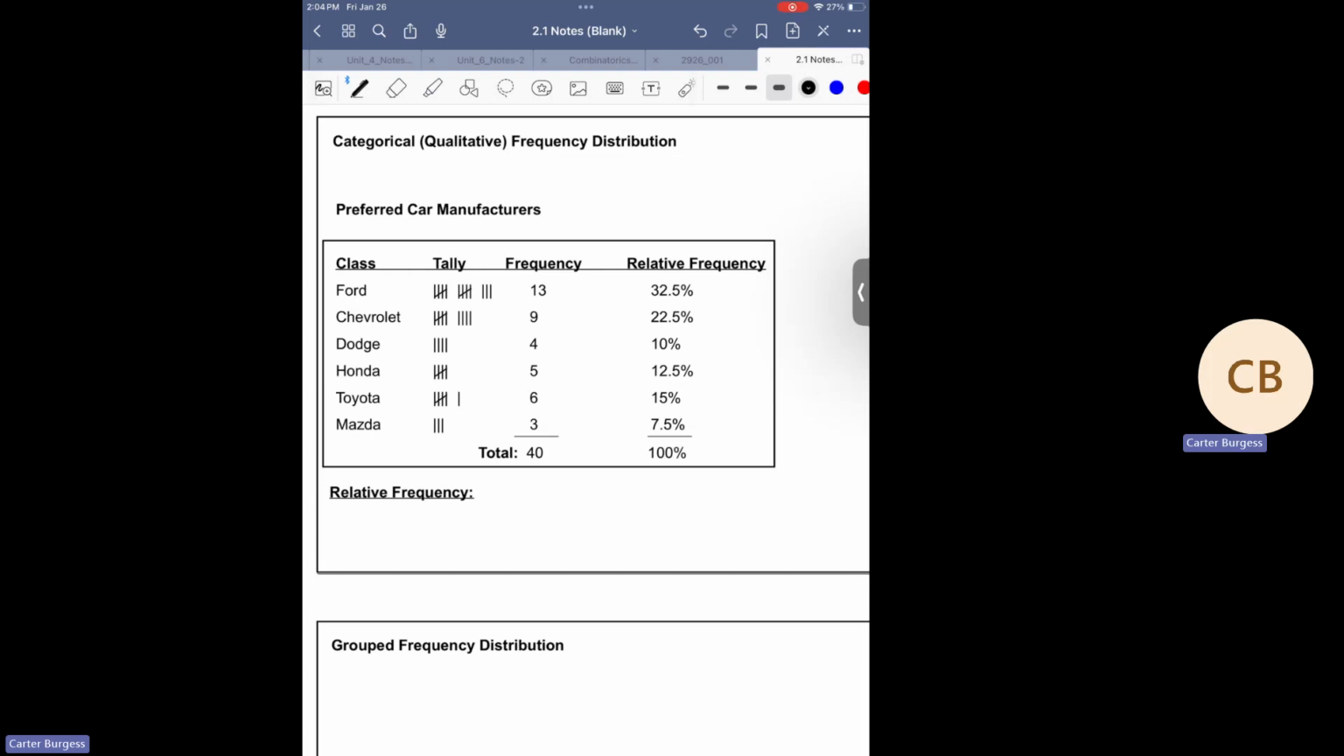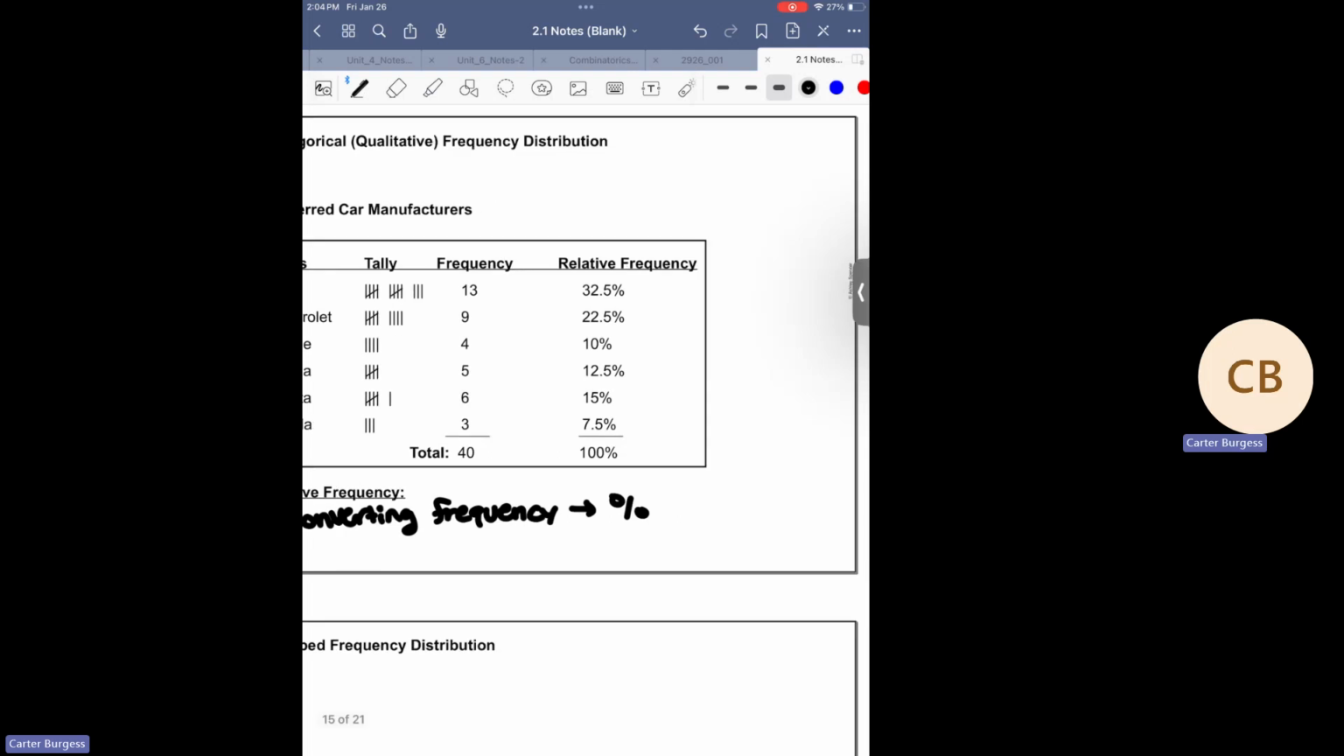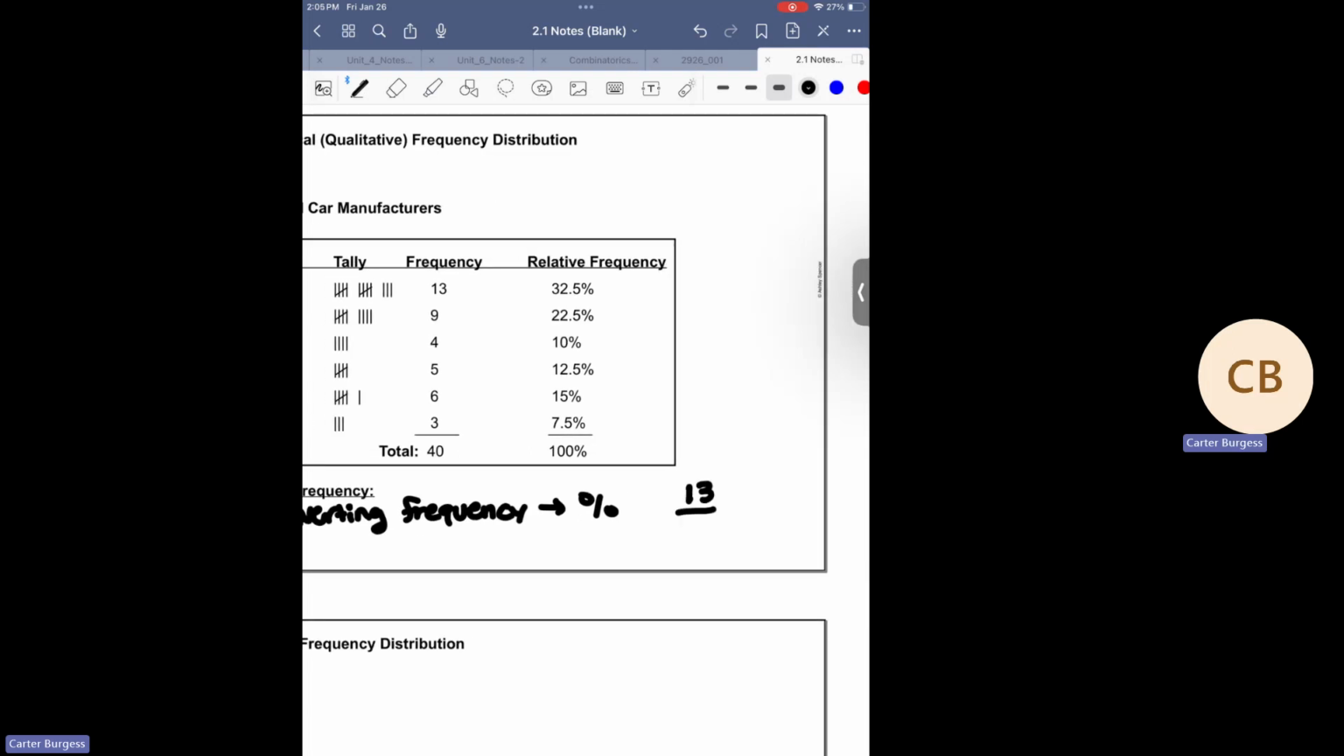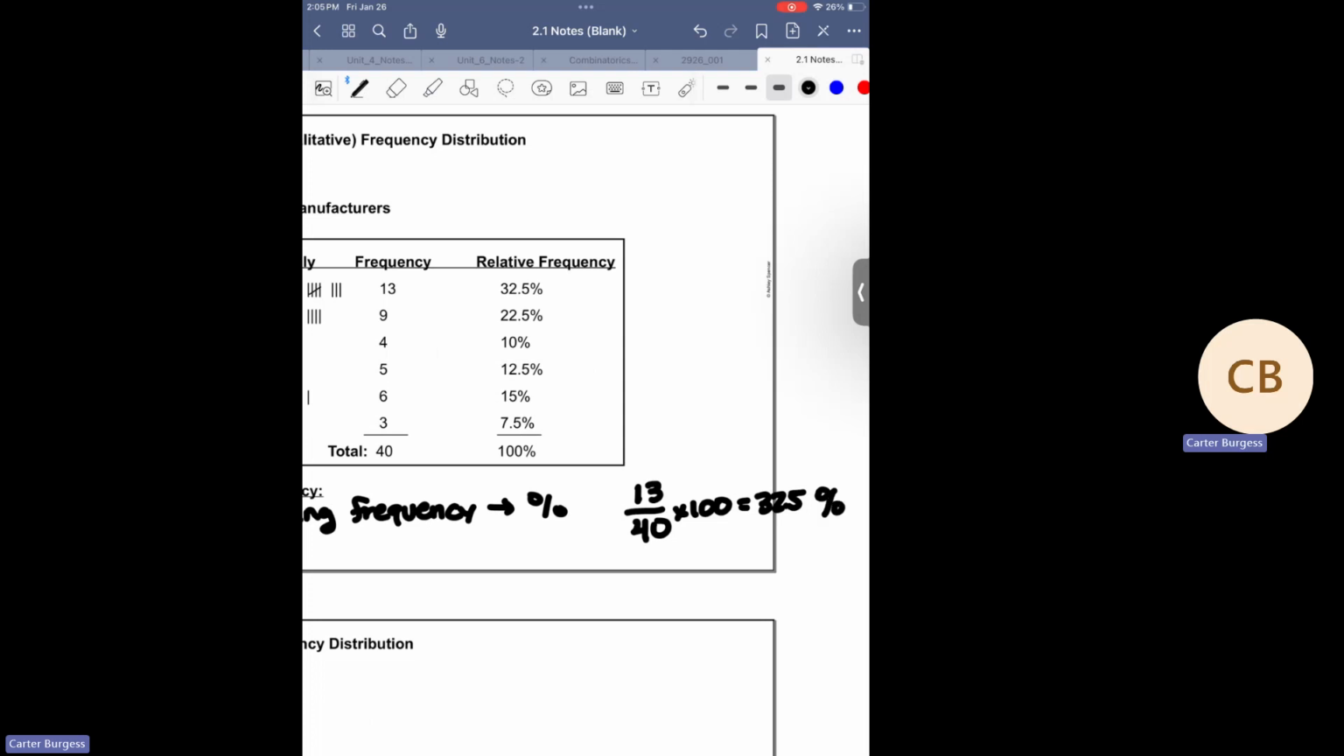Instead, what is represented most commonly is what is called the relative frequency, which is essentially converting our frequency into a percentage. All right, so the frequency of the number of people who said Ford was 13. That's cool, but a much more useful metric is to say that 13 out of 40 people answered Ford, which, plug it into your calculator, multiply it by 100, tells us that 32.5% of people prefer Fords.